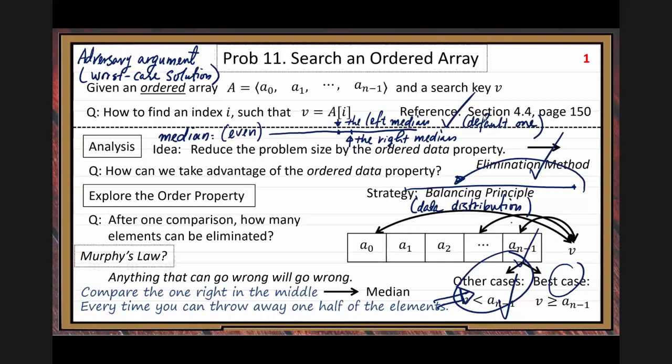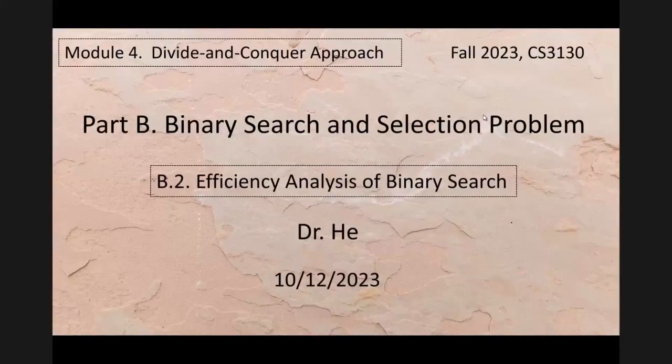So we are satisfied with only half of the data elimination. It's the best we can get when we fight against a very smart adversary. Okay? Do you understand that? All right, B.2, efficiency analysis of binary search.